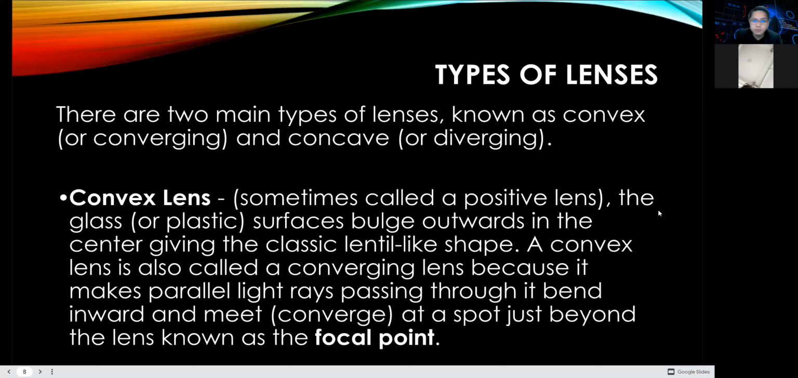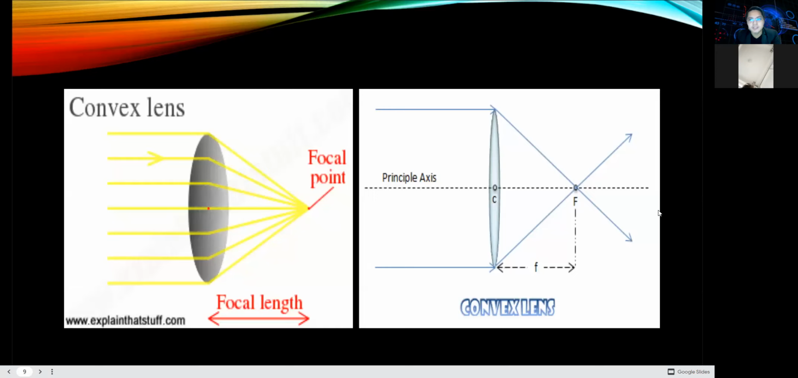Okay, a convex lens is also called the converging lens because it makes parallel light rays passing through it bend inward and meet or converge at the point just beyond the lens known as the focal point. Okay, it has a focal point. Again, in your exam, if it is asking about a lens with a focal point, it is actually a convex lens. When light travels in there, it creates a focal point, just like your magnifying glass. Have you seen a magnifying glass?